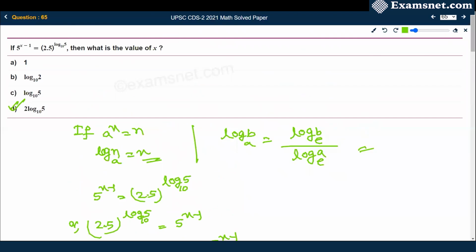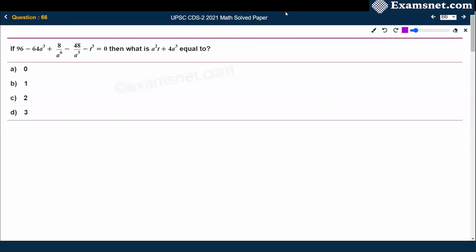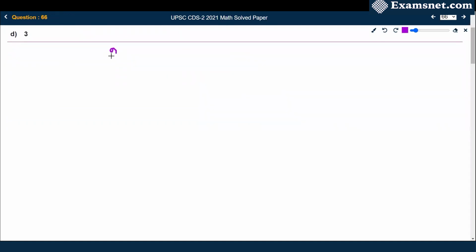So in question number 66, it is given that if 96 minus 64a cube plus 8 by a to the power 6 minus 48 by a cube minus t cube equals 0, then what is the value of this expression? a square t plus 4a cube. So we will start with the given equation, that is 96 minus 64a cube plus 8 by a to the power 6 minus 48 by a cube minus t cube equals 0.